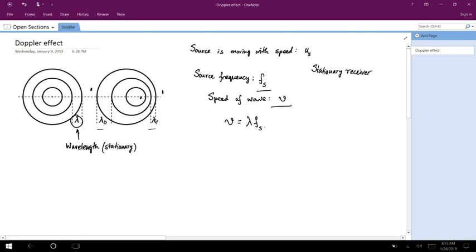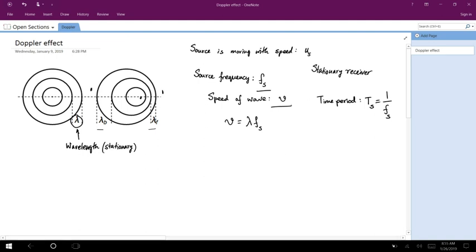The other thing that one can also talk about is the time period of these oscillations. So the time period of the wave for the stationary source, when the source is stationary, that time period Ts is equal to 1 over Fs. Okay, so that's the idea.